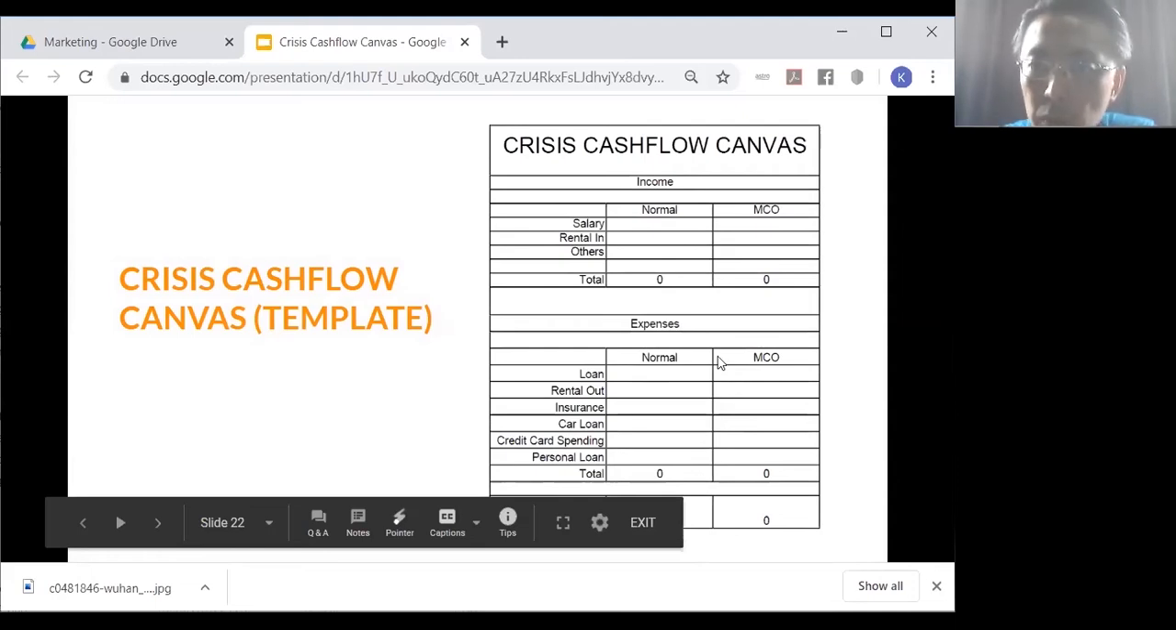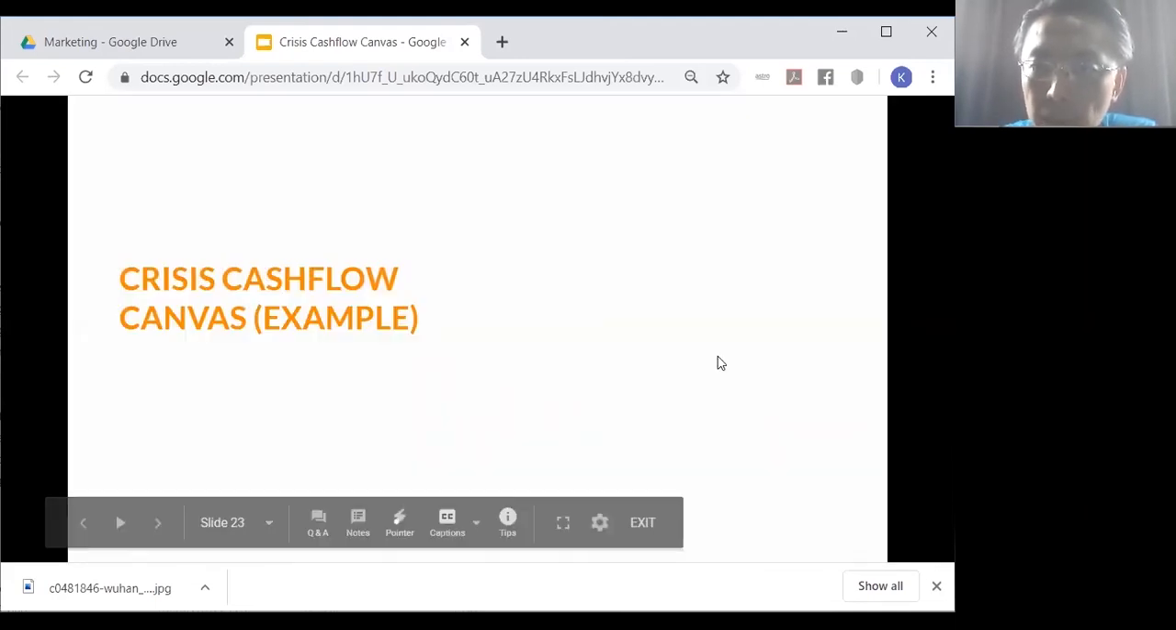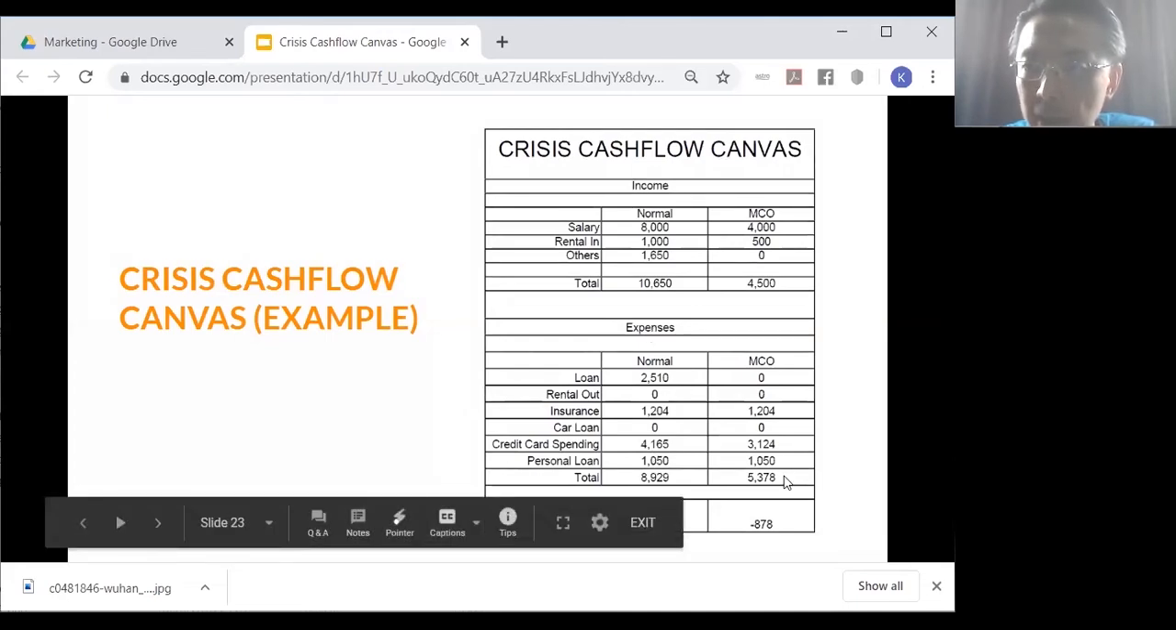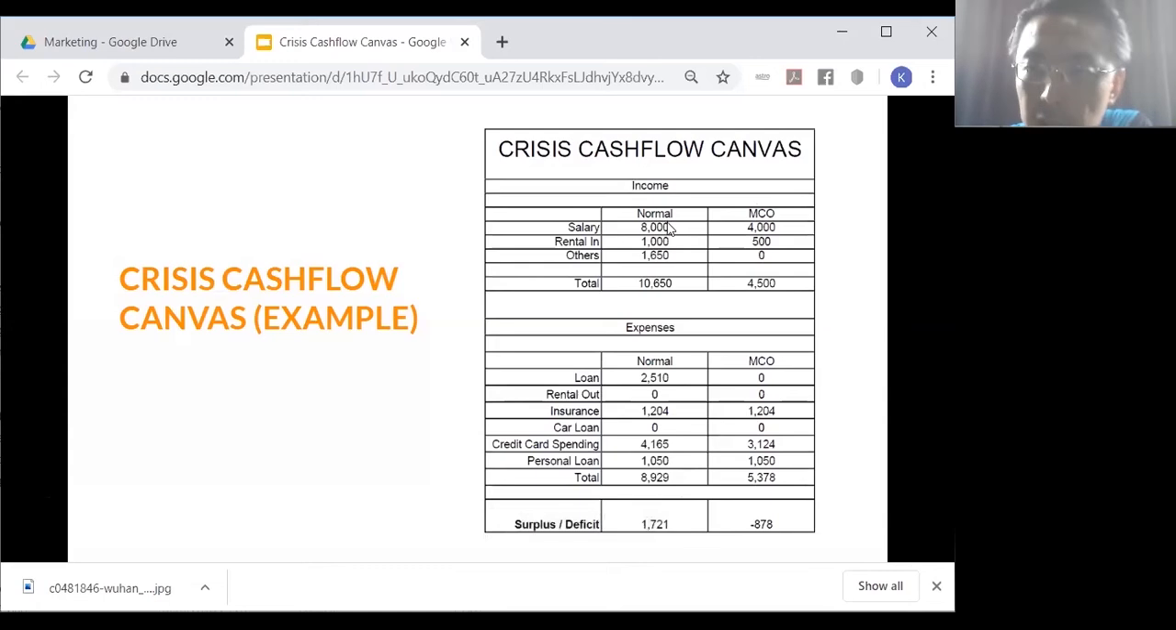Let me walk you through what I mean by showing you the example. All right, so there's a normal column and there's an MCO column. So what you want to do is put in the salary that you receive. For example, this client of mine has a salary of 8,000, a rental income of 1,000, and also a claim reimbursement of 1,600. So the total income he has is about 10,650.